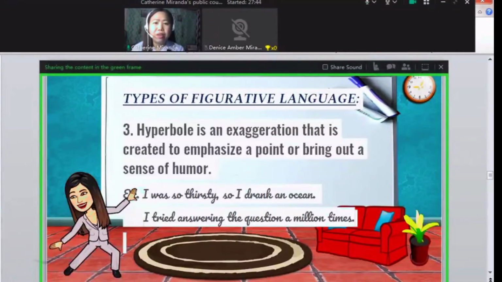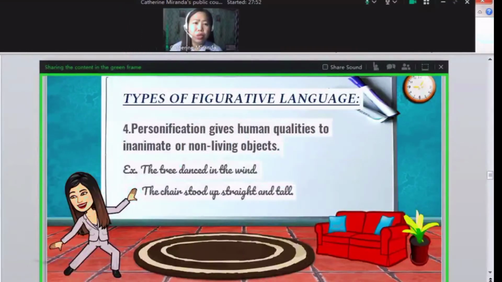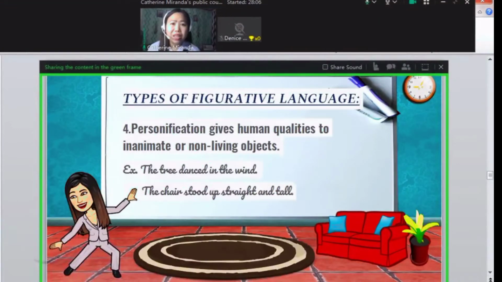Next, we have the personification. In the personification, we are trying to give human qualities to inanimate or non-living objects. It's like putting human characteristics to objects that are not living.